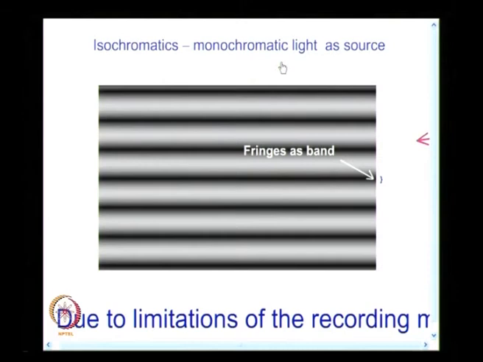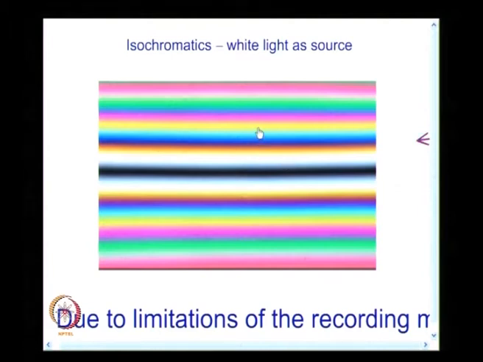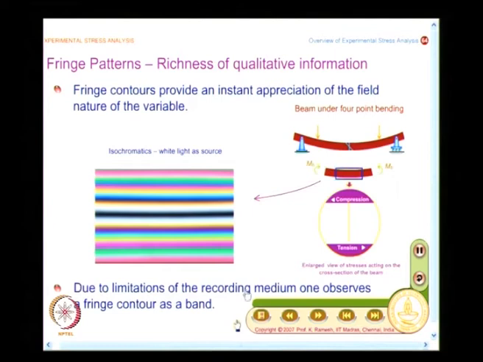On the other hand, if I use white light, which is the uniqueness of photoelasticity, I get the same fringes appearing as a beautiful play of colors. And the advantage with color is that using the color it is possible to label and order the fringes. And why do you see the contours as bands? You see contours as bands mainly because of the deficiency in the recording medium.